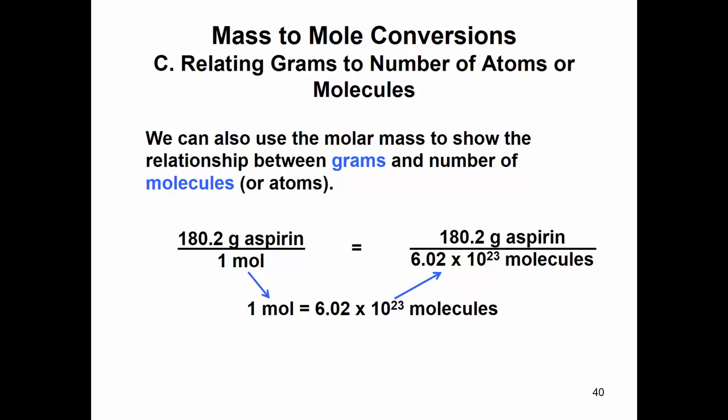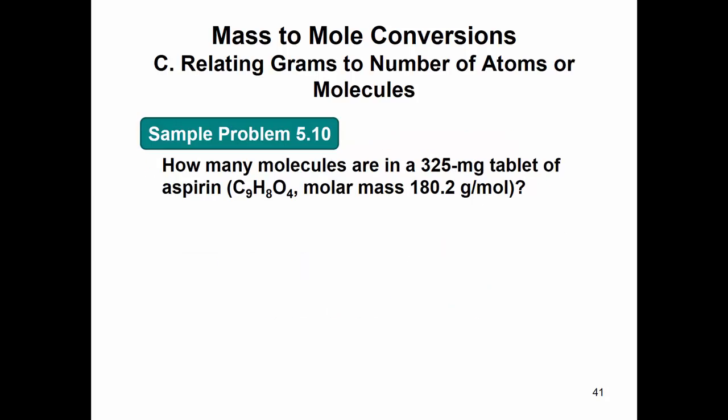Because 1 mole is the same thing as 6.02 times 10 to the 23rd molecules, we can make a conversion factor where you have 180.2 grams of aspirin for every 6.02 times 10 to the 23rd molecules, because 1 mole is the same thing. So here's our new conversion factor. The best way to look at this is just to work a problem.